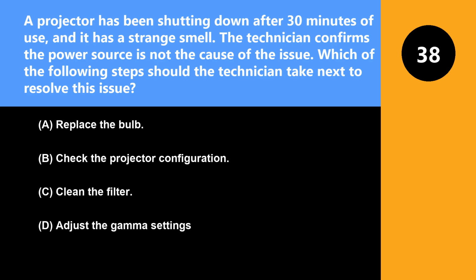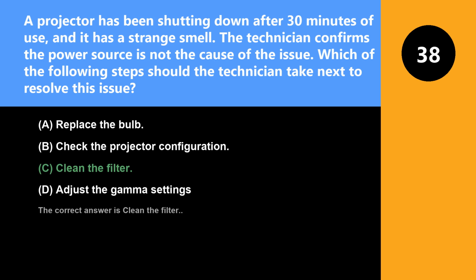Question 38. A projector has been shutting down after 30 minutes of use, and it has a strange smell. The technician confirms the power source is not the cause of the issue. Which of the following steps should the technician take next to resolve this issue? Option A, replace the bulb. Option B, check the projector configuration. Option C, clean the filter. Option D, adjust the gamma settings. The correct answer is option C, clean the filter.